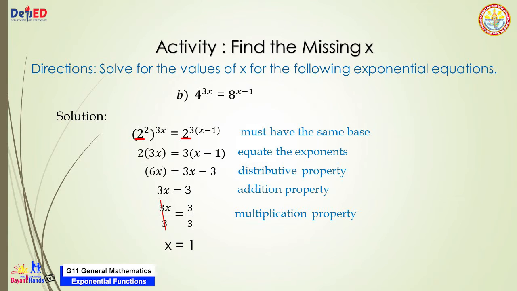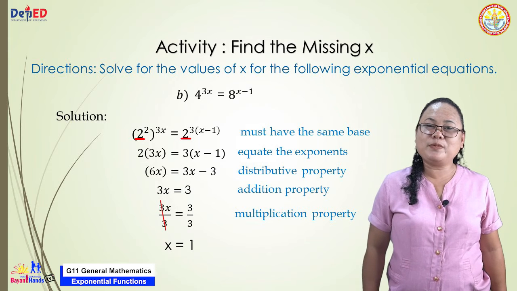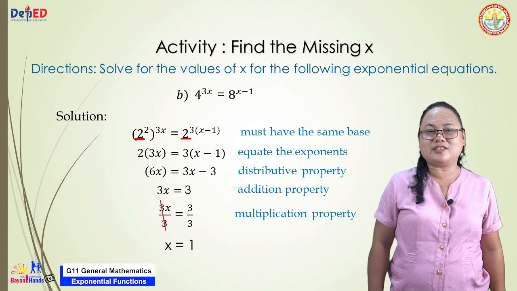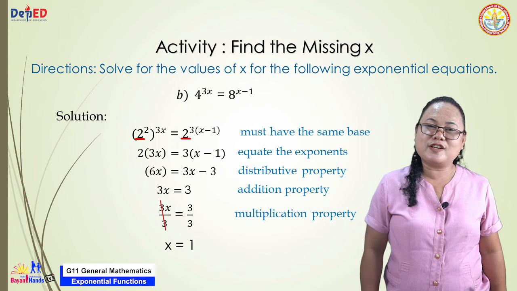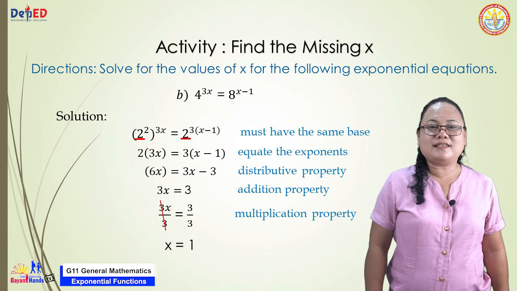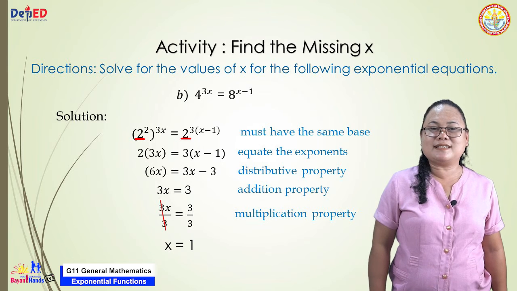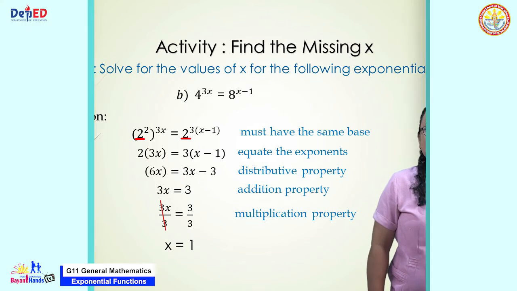Applying distributive property, it becomes 6x equals 3x minus 3. Then combine like terms, so 6x minus 3x becomes 3x equals 3. Divide both sides by 3, that is x equals 1. I hope you understood on solving exponential equations. Always remember, the first step, make the bases equal and equate the exponents, and the rest will follow.